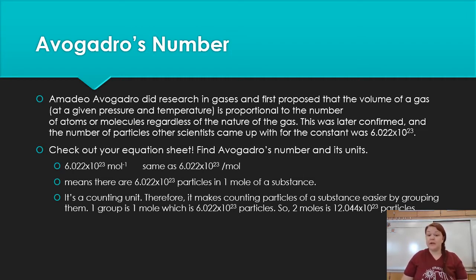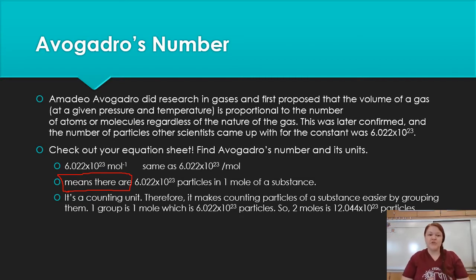So check out your equation sheet that was passed out for AP Chem. This is on there, so take a minute and find it. When you see it, it will appear a little bit differently. So it will appear, there's my pen, like this. And you might look at that and go, okay, well, what are those units? Why does it have a -1 after it?